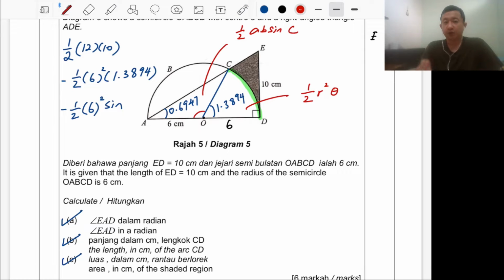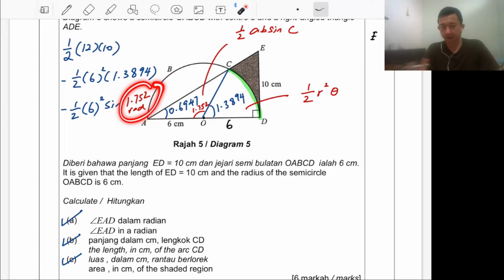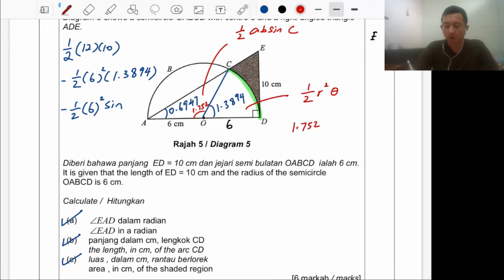I don't want to confuse you. Because if I put in radians, then you have to change your mode into radian. So if you change your mode in degree, then you change it to radian. So this one is 1.752 radian. Okay, if you put 1.752 radian, make sure your calculator mode is in radian. If not, if it's in degree, you change it. Okay, 1.752 over pi times 180.